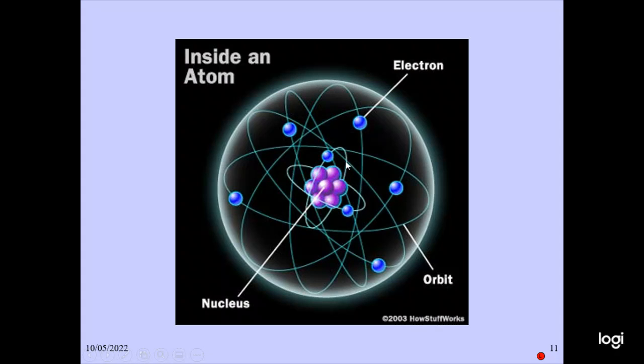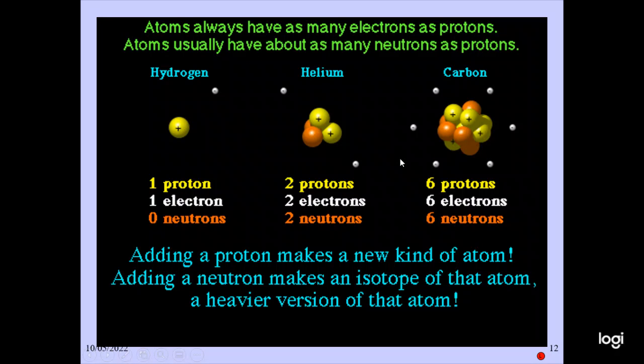So in this case, the middle part is the nucleus. Nucleus includes the proton and the neutron and the electron moving around. So here is the orbit. This is a neutron, electron, those are the orbit. So this is the inside of the atom. So in this case, the atom always has the electron, proton. Atoms are usually about as many neutrons as protons.